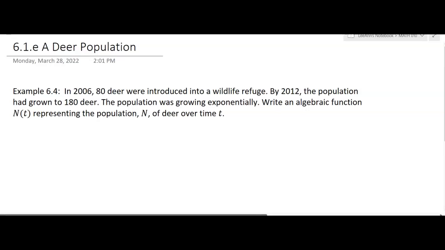So in this example, they're talking about deer. It says in 2006, 80 deer were introduced into a wildlife refuge. By 2012, the population had grown to 180 deer. The population was growing exponentially, so we're going to need an exponential model. So let's think about that.